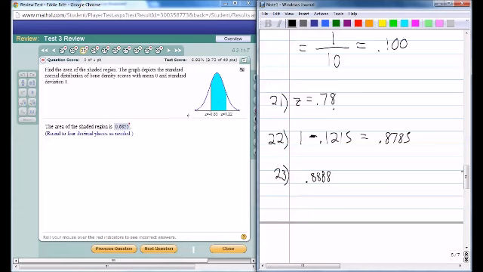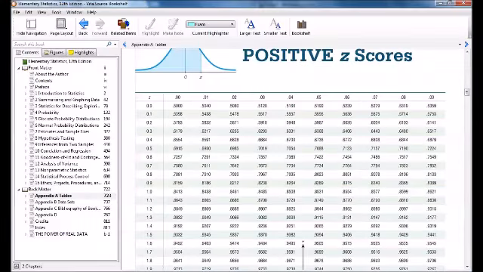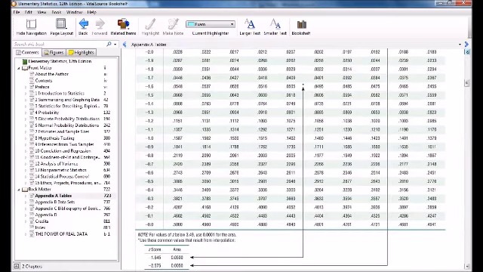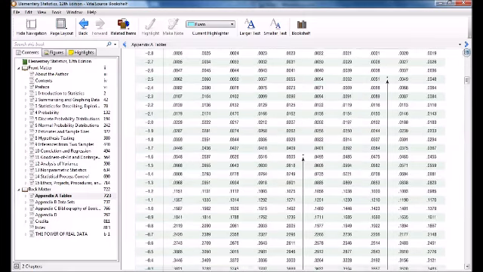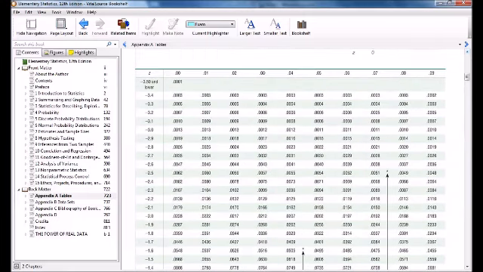Now we want to subtract the area we get out of the table for negative 0.83. So we go back to the negative table. Negative 0.8. And I believe 3 is right here. But let me double check. 3 is actually the fourth column. Okay.